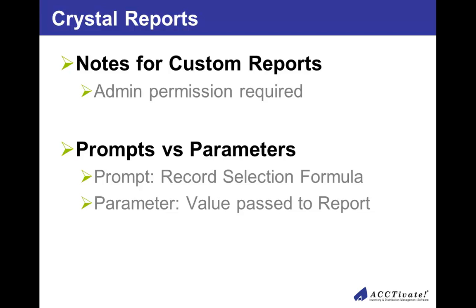So if you have a report that needs to take a prompt that doesn't really need to filter data, it just needs to display some information on the report, use a Crystal Report parameter. There's a lot of information in the Crystal Reports documentation on that, and we can help you out as well. The selection prompts in ACCTivate's configuration management can be used to filter data only. That's all they do. You can add a prompt such as customer name or customer type, and when you run the report, ACCTivate will filter the results by adding that to what Crystal calls the record selection formula.